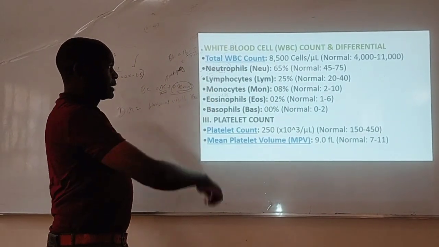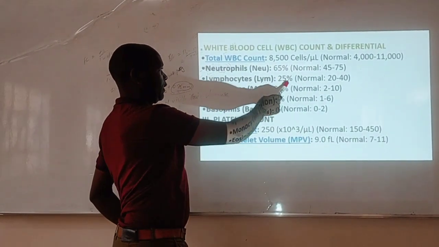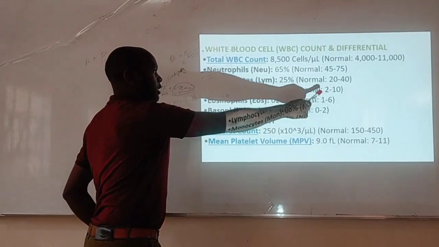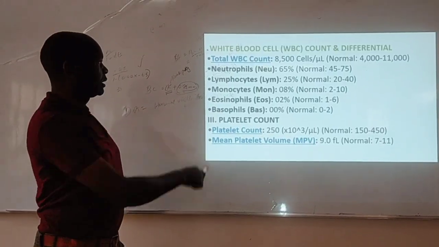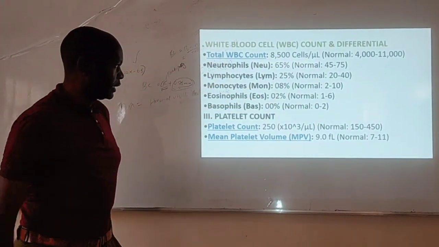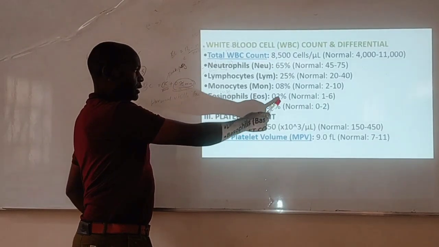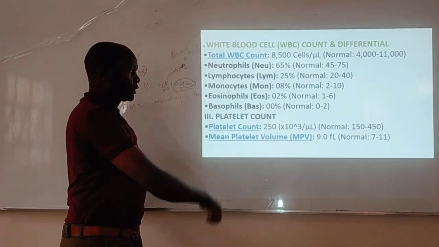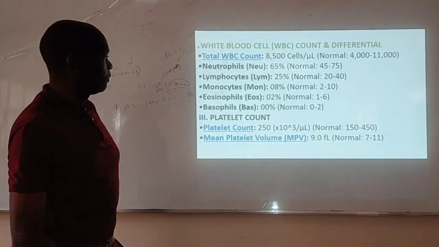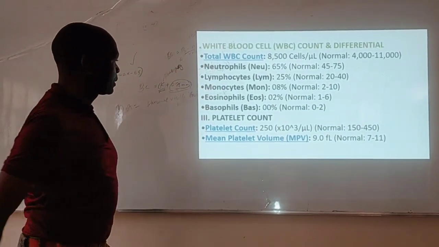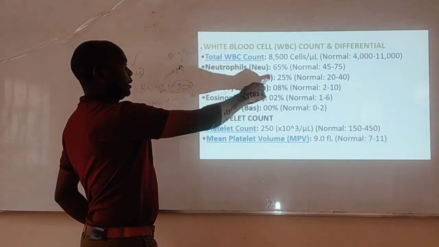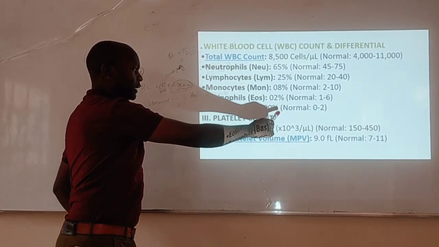The lymphocytes, they take about 25%, therefore they're the second in that order. Their range is 20 to 40. They are actually followed by monocytes, which account for 8%, eosinophils 2%, basophils almost 0%, with a normal range of 0 to 2. So this forms the differentials of the white blood cells, and each differential has a specific role in the immune system.